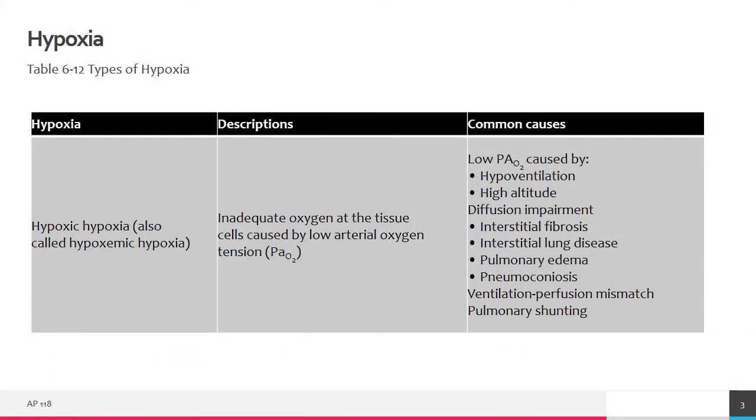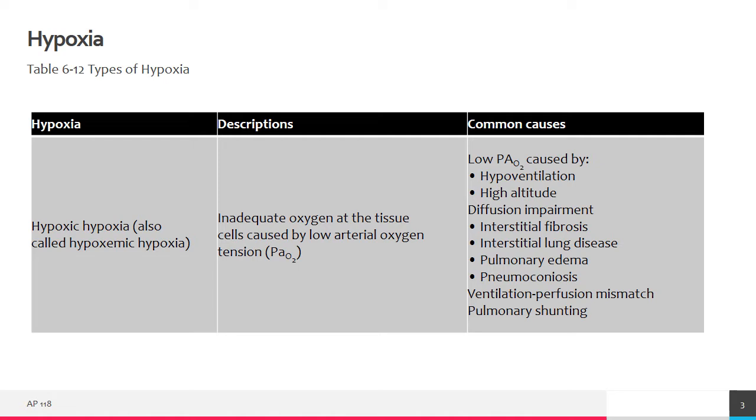Clinically, hypoxic hypoxia, also called hypoxia, refers to the condition in which there is not enough oxygen at the tissue cells caused by a low arterial oxygen tension, or PaO2. Common causes include a low alveolar oxygen tension, low PAO2, diffusion deficits, perfusion mismatches, and pulmonary shunting, either absolute or relative shunts.